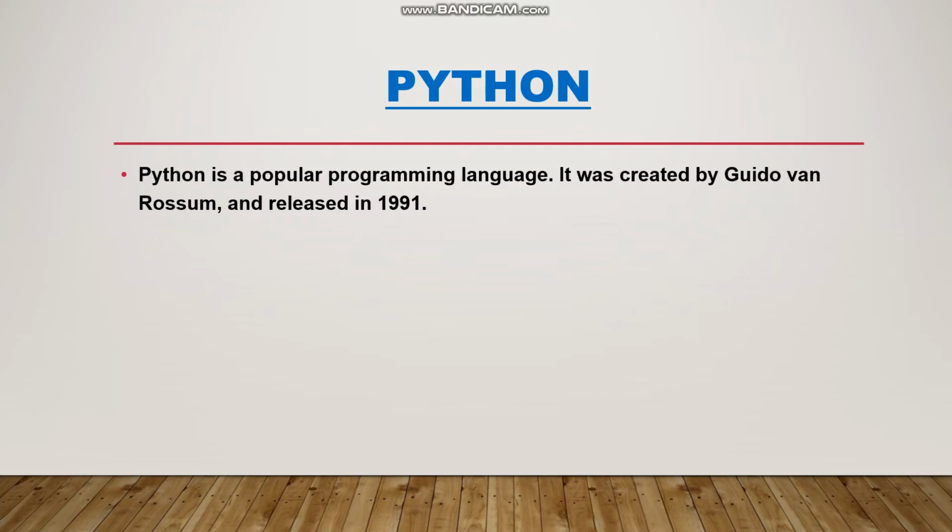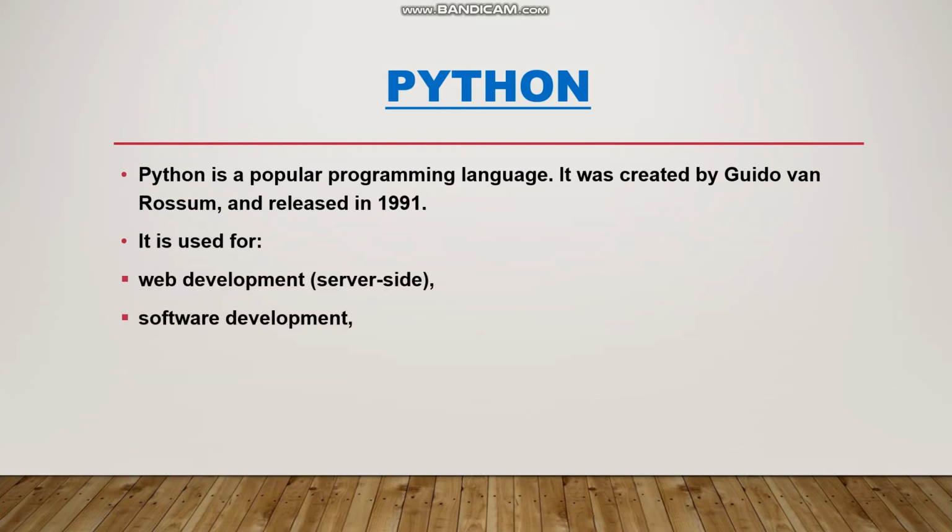Just like we need to sort any list, do we need to write an algorithm or program for it? No, we have an inbuilt function for sorting in Python. So it has a number of libraries which make our work easier and reduce our lines of code. It is used for web development and server side software development as well. In mathematics also it can be used because it has an inbuilt library for mathematics, as well as system scripting.